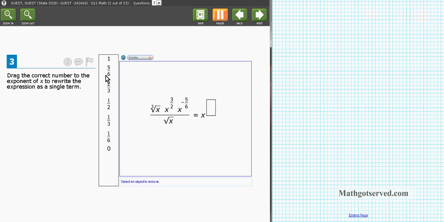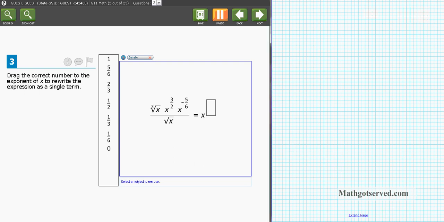So let's try this one. Let's say it was 2/3, that was the answer. And I want to change that. I'll click on delete. See the instructions here, it says select an object to remove. So you just select the object that you inserted into your solution space, and that will get deleted. Okay, so that's how you correct your work. All right, let's go ahead and solve this.